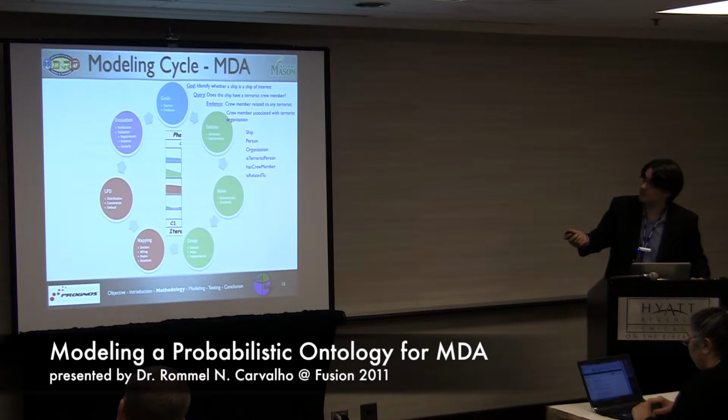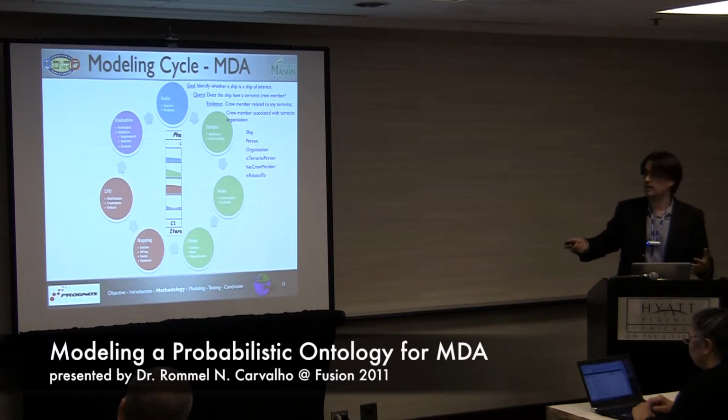So I'm talking about ships. I'm talking about a person. I'm talking about a person, a ship having a crew member, which is a person. I'm talking about an organization, a member of an organization, and so on. So you build this keyword thing that is building your ontology.